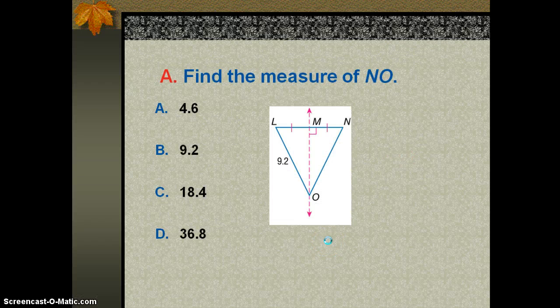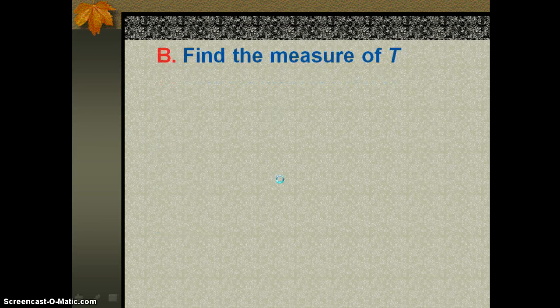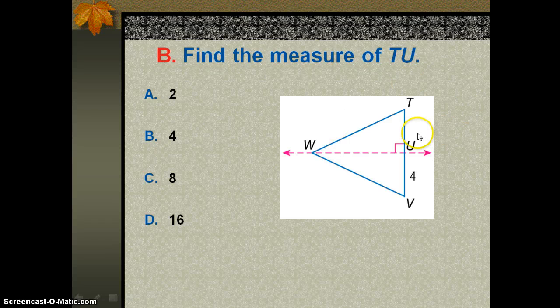Alright, so now we're going to try some multiple choice problems using these theorems. Find the measure of NO. So here I have a perpendicular bisector, which means that the sides have to be equal distance from these two endpoints. So if this side is 9.2, then the other side has to be 9.2. Here I have a perpendicular bisector going through the middle of the triangle. I'm trying to find TU. So if this half is 4, the other half has to be 4 because a perpendicular bisector cuts the base in half. So our answer would be B.